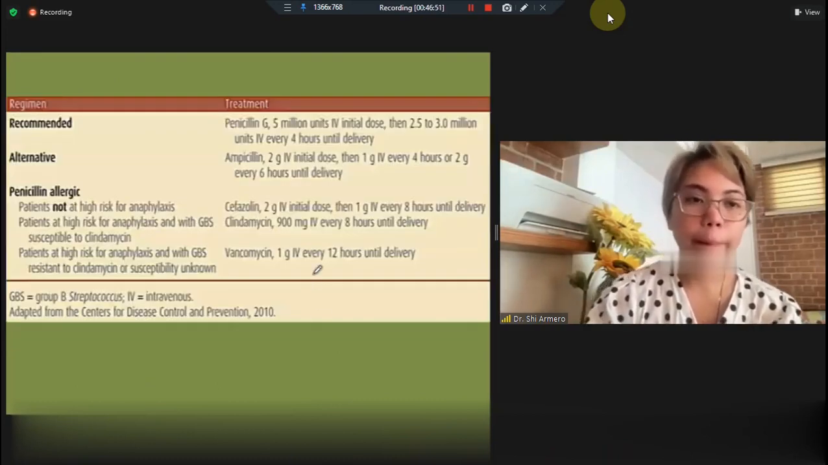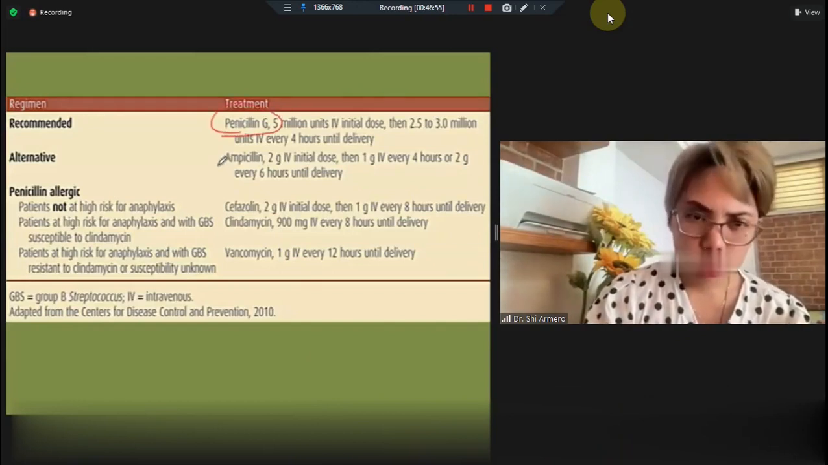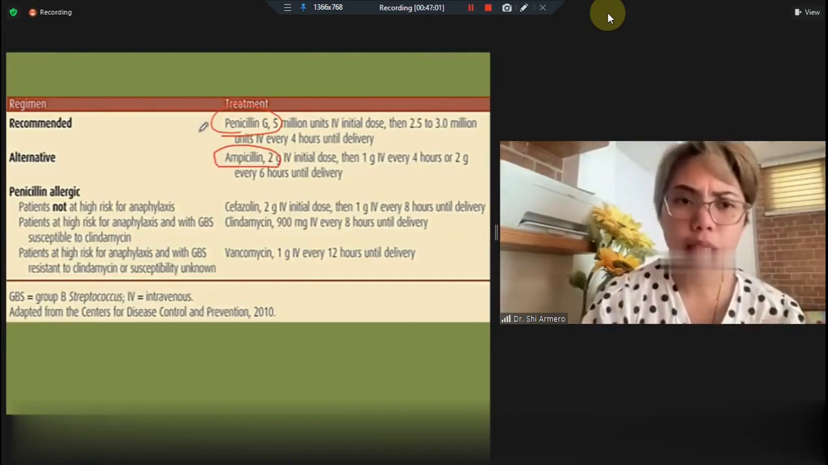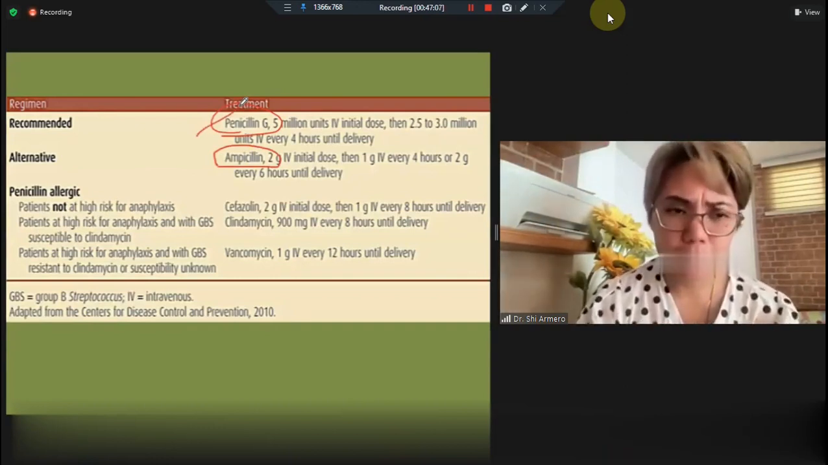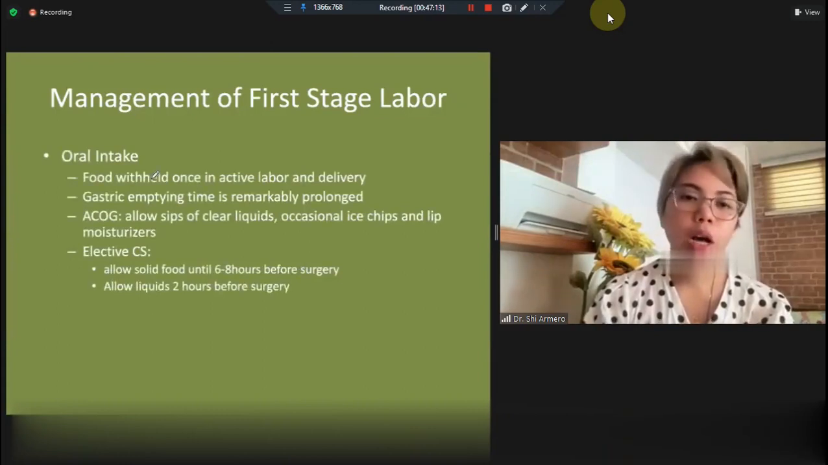So in your book, the recommended is still penicillin. It is, although we commonly use ampicillin in practice, but for theory purposes, you should know that the recommended drug is ampicillin as prophylaxis. So how about oral intake during labor?